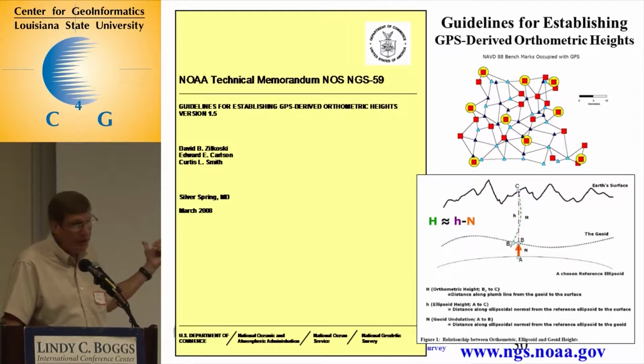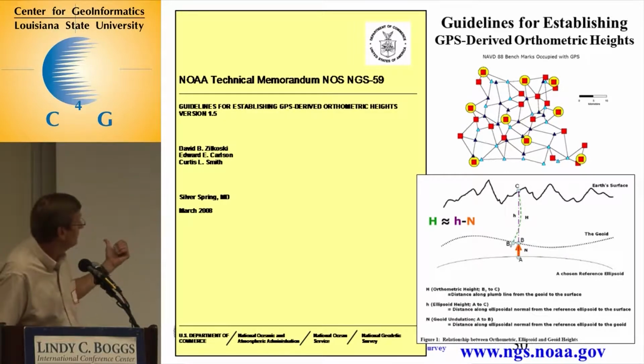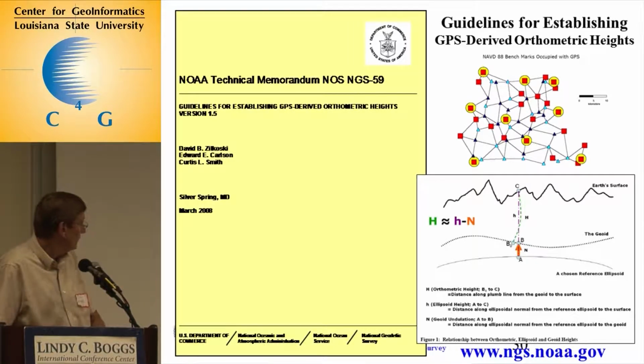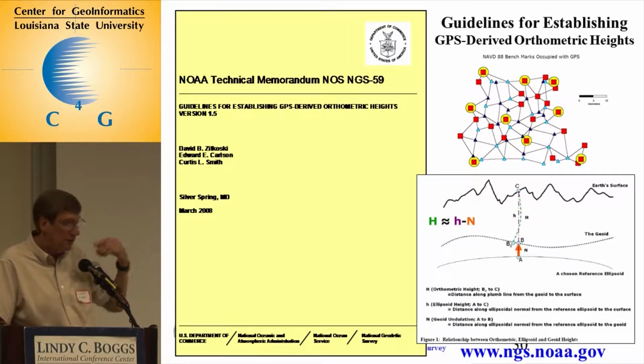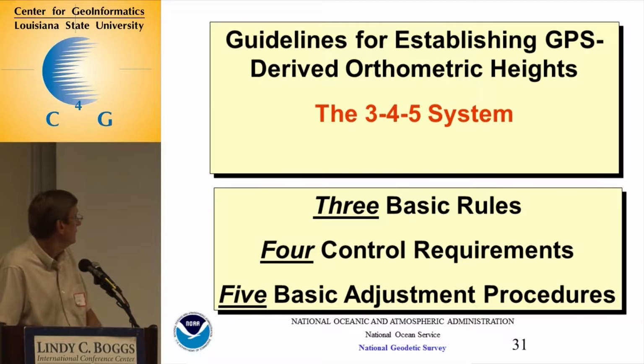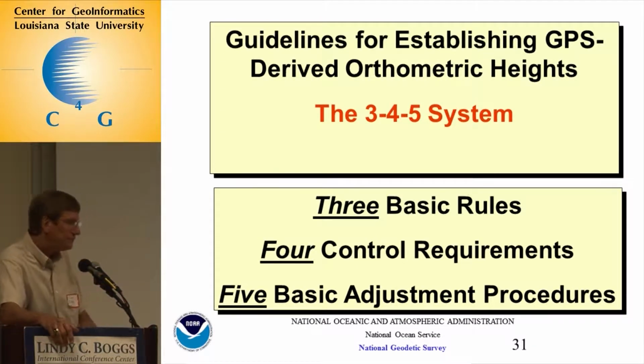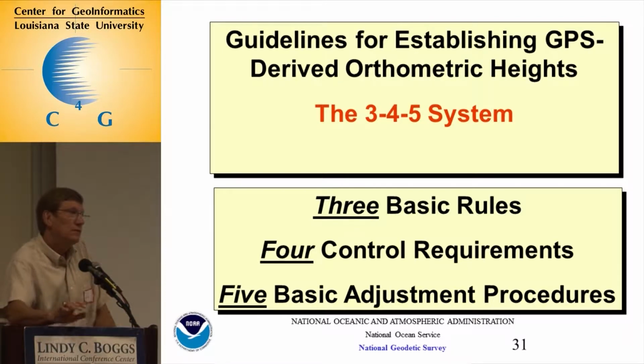So once again, NGS put a document out for talking about GPS-derived orthometric heights, and I'm just going to go through now and kind of summarize the basic steps that you have to follow. What we were trying to do is keep it pretty simple: about 3 basic rules, 4 control requirements, and 5 basic adjustments.